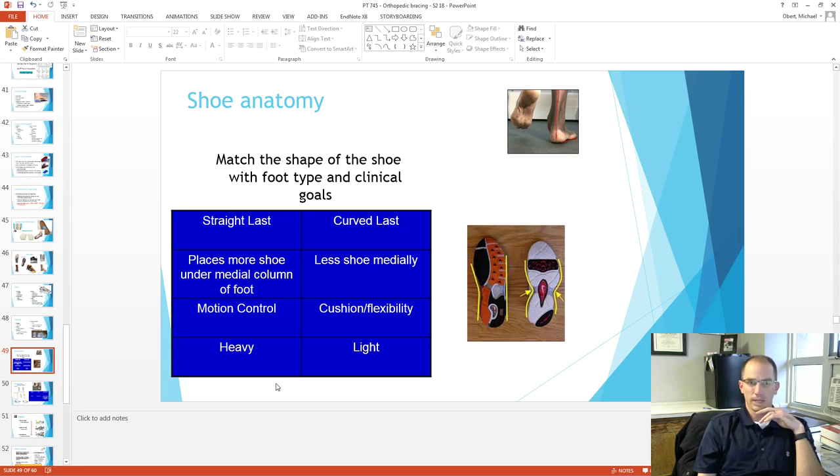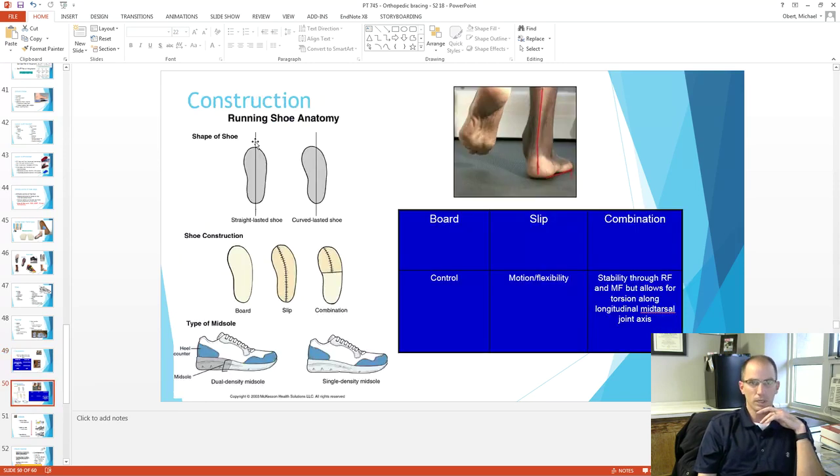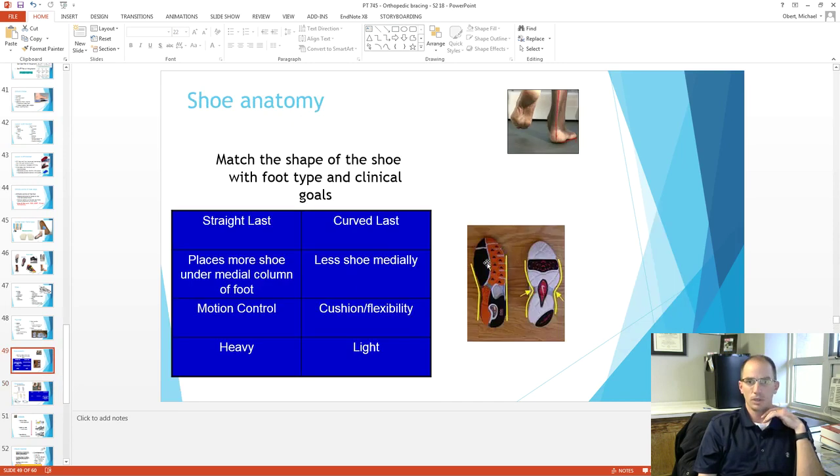So we're looking at the last, which I have a little bit better picture of here. Okay, this is the last. It's basically the shape of the shoe. You have a straight last, which is more like this, and you have a curved last, which you can appreciate goes a little bit more like this. That straight last is a little bit more motion controlled, whereas the curved last allows a little bit more movement on the medial aspect because there's less shoe hitting the ground here. So that can add a little bit more cushion or flexibility.